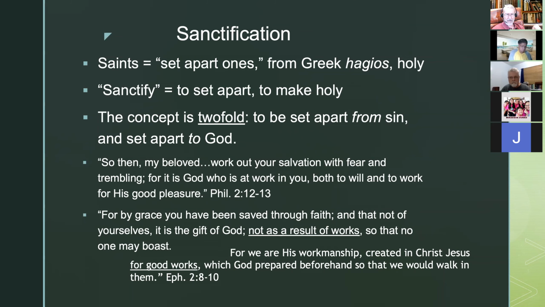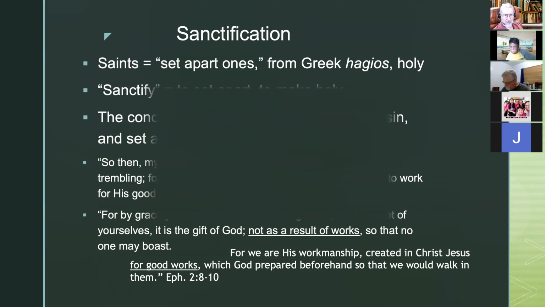It's a different emphasis. They put the emphasis on the process. We put the emphasis on the event, but we do not deny the process. They put the emphasis on the process, but they don't really deny the event. It's a fine balance. I think we're right and they're wrong, but it's not as gigantic a difference as we sometimes think. Okay, sanctification a little more.